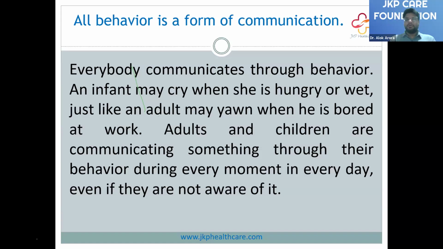When a child is born, an infant cries. We all say the child is crying, child is crying. But it is the mother who understands the patterns of crying and says the child is crying because the child is hungry. The child is crying because the child is sleepy. The child is crying because the child might have some stomachache. So there are patterns in the birth cry as well. That is behavior. That is how they are communicating to you.